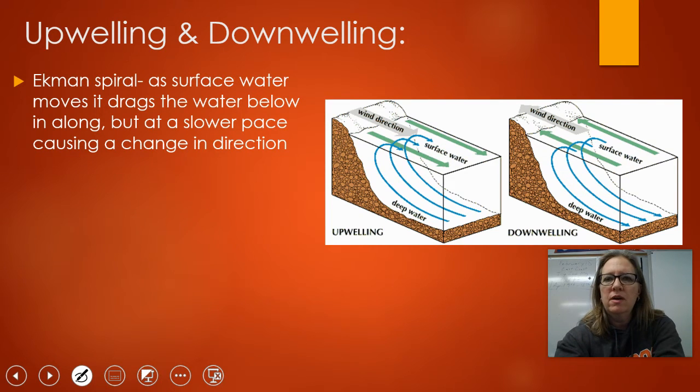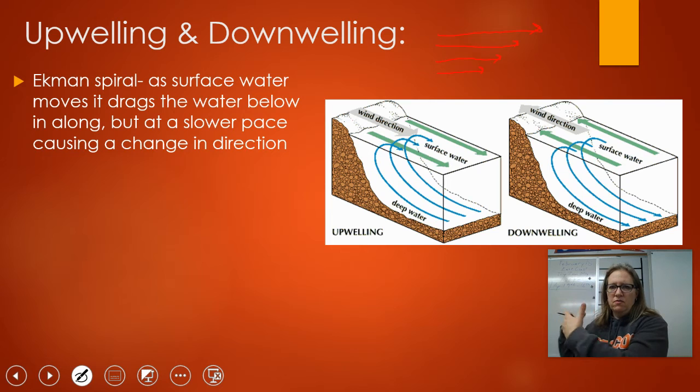Okay, so you have the surface water moving along, and it's pulling the water below it, but it's going a little slower. And it's pulling the water below it, and it's going a little slower and a little slower. And because of that different speed, it actually starts to curve the current a little bit. And so you get this kind of spiral turning of the current as you move deeper. And it has some pretty strange effects on things, okay?